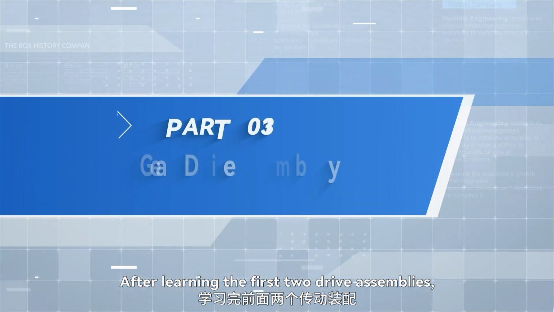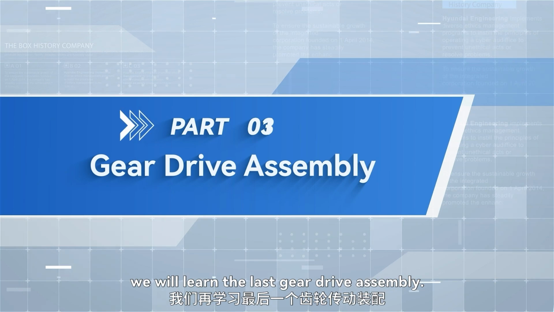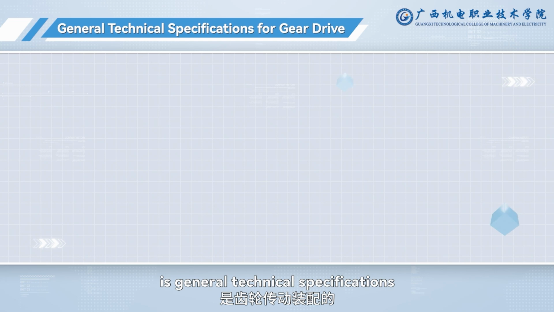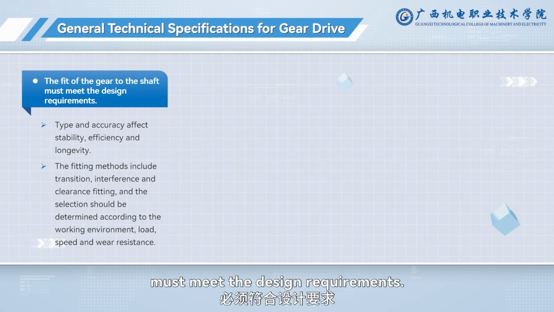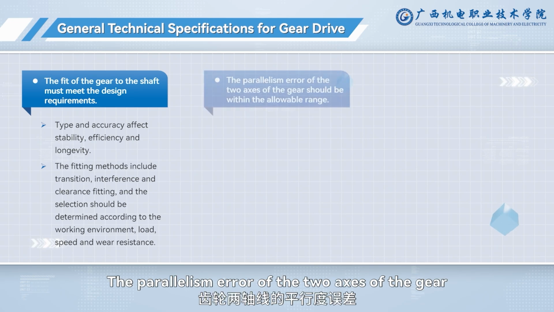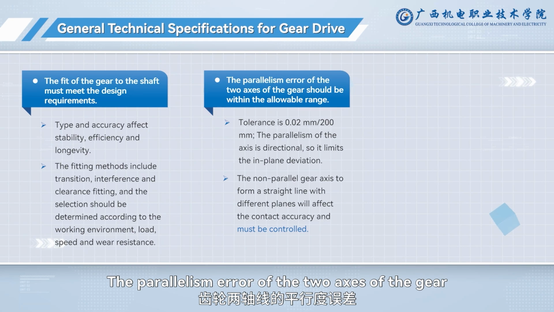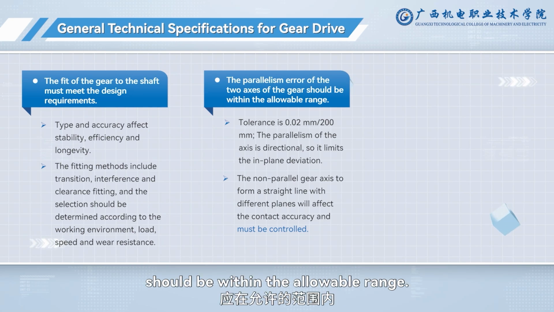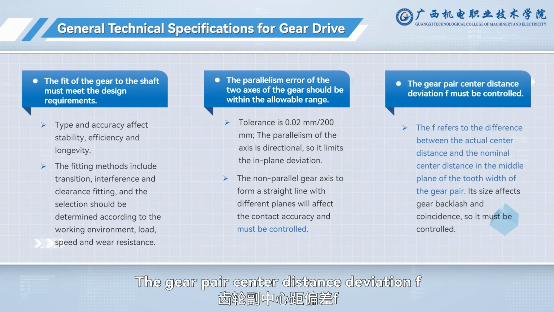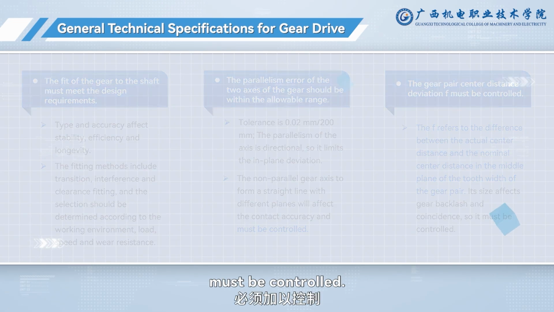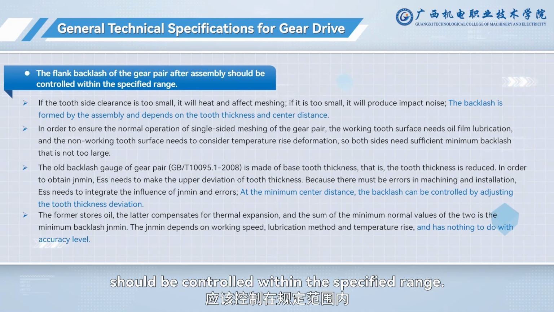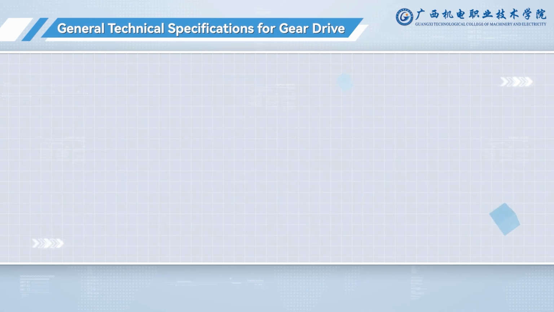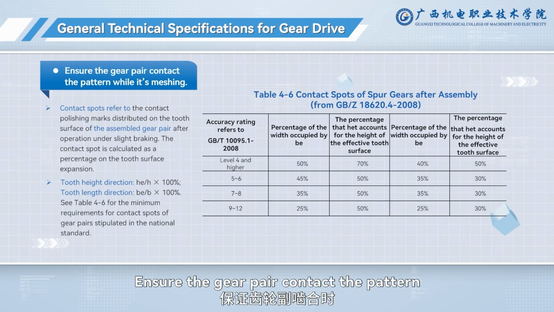After learning the first two drive assemblies, we will learn the last gear drive assembly. The first knowledge point is general technical specifications for gear drive assembly. The fit of the gear to the shaft must meet the design requirements. The parallelism error of the two axes of the gear should be within the allowable range. The gear pair center distance deviation, F, must be controlled. The flank backlash of the gear pair after assembly should be controlled within the specified range. Ensure the gear pair contact pattern while it's meshing.